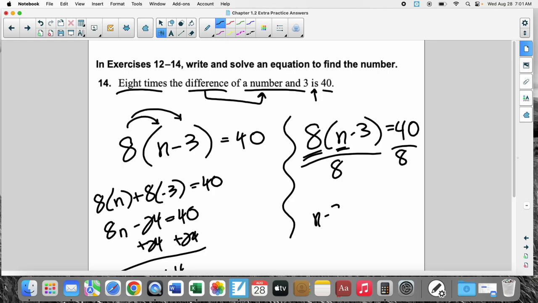And that leaves me with n minus 3 equals 5. And then we add 3, and we get n equals 8. That's the high school way to do that. That is probably new to some of you. And that's a really efficient way to do this specific problem. You can't always do it.